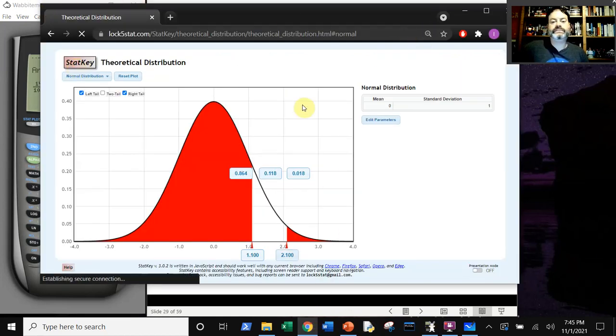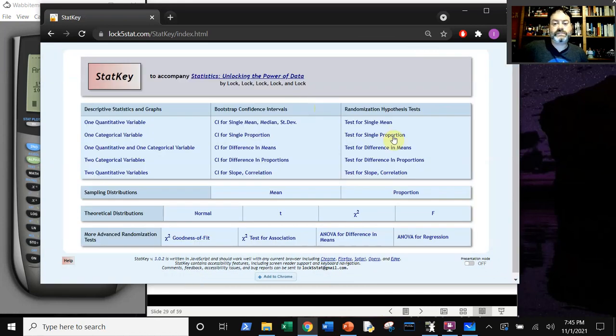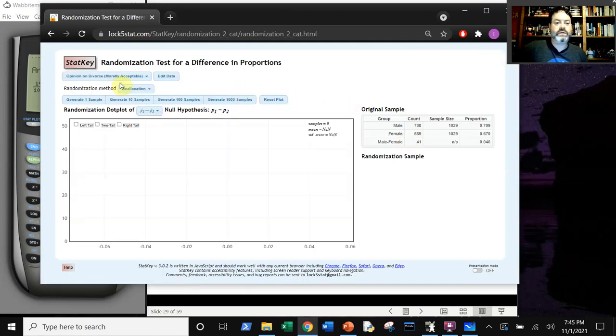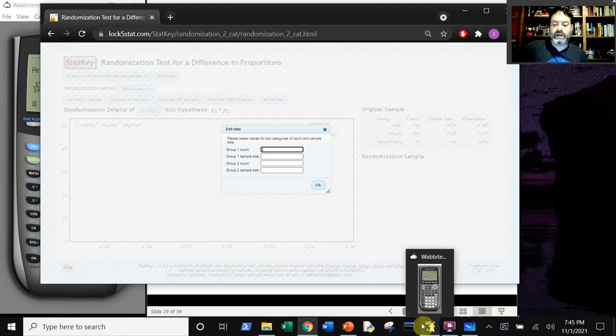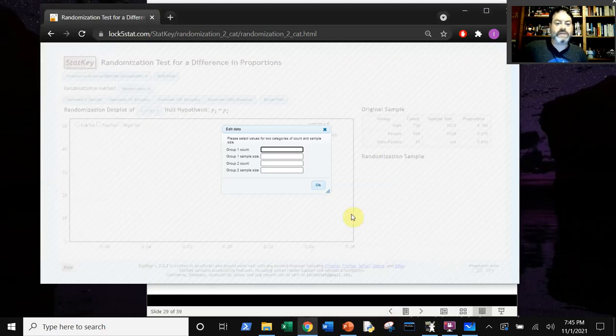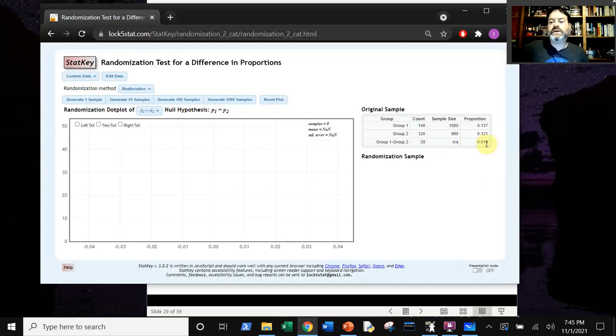So we're just going to go back. This is a difference in proportions, right? So we're doing a randomization hypothesis test for difference in proportions. We have to put the data in, right? It's good that it's already in the calculator: 148 out of 1080. I know it's super small, but you guys can follow along with the home edition. And the other one is 120 out of 990. Notice all that does is give us the sample statistic over here. You can see it, right there.